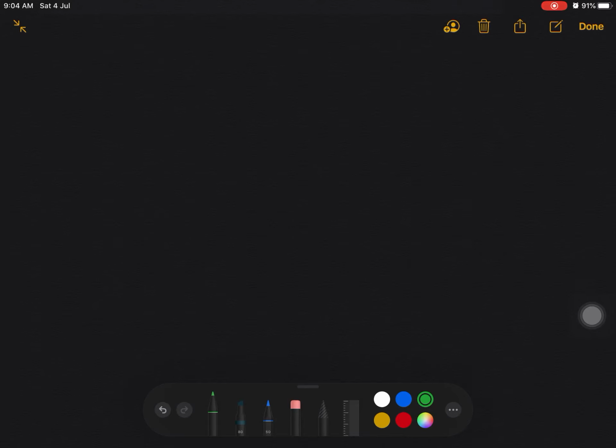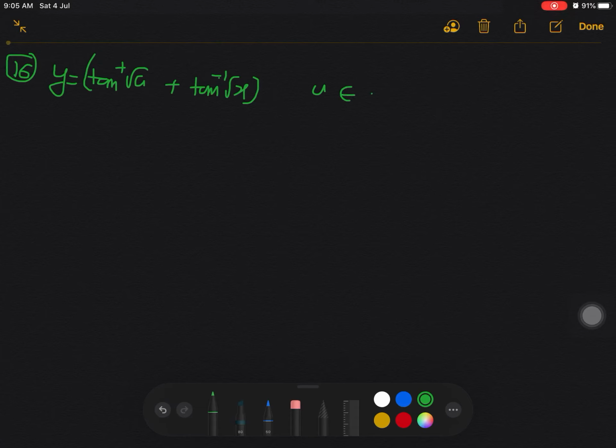So moving to question number 16, we are having the expression in 16 to be y is equal to tan inverse A plus tan inverse X. We are having this very expression. In order to solve this, we just know that A is constant. Just use this fact and we can directly differentiate it.